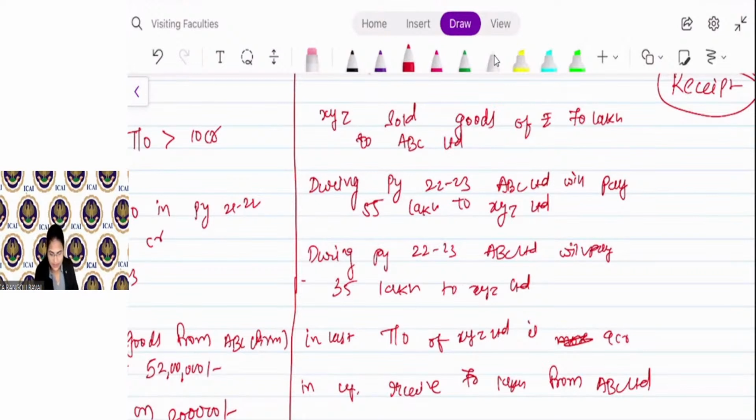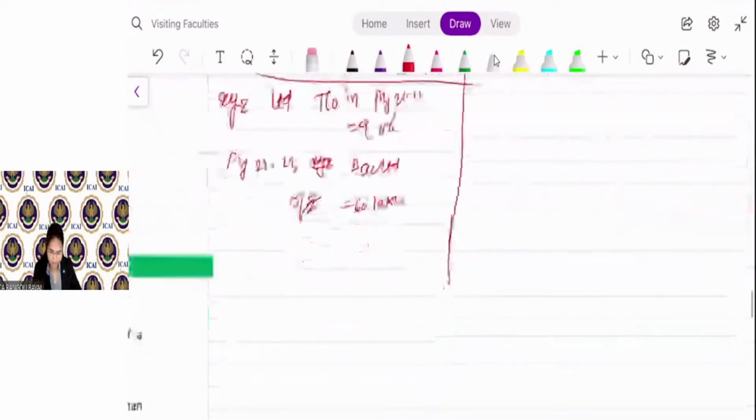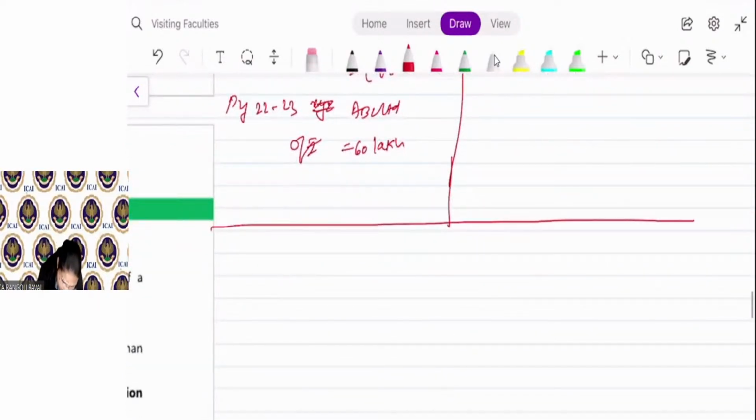Okay, in this case, is TCS applicable? No, the TCS is not applicable. Why? Because the turnover of XYZ Limited in last year is 9 crore. Everyone clear? Now what happened? It is very interesting.